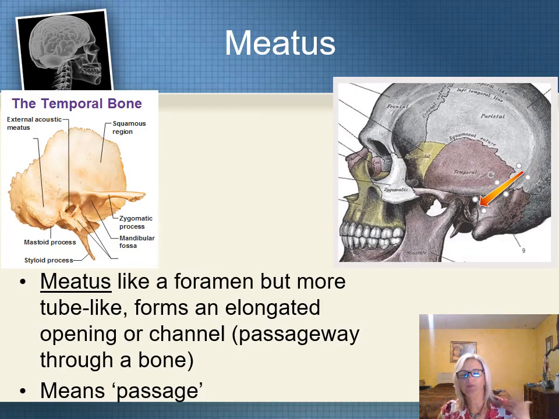And we've talked about this one, this is just a little more detail. Meatus literally means passage. So this is like a foramen, but it is more tube-like. It's more elongated, a long passage through a bone, almost kind of like a canal, a passageway, or a tunnel. That's a better word. A tunnel going through a mountain. That's kind of what a meatus is.